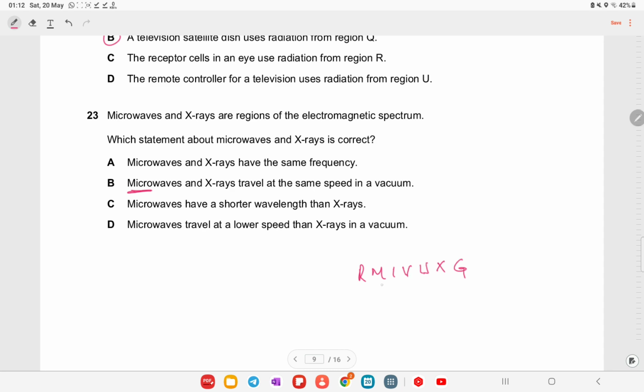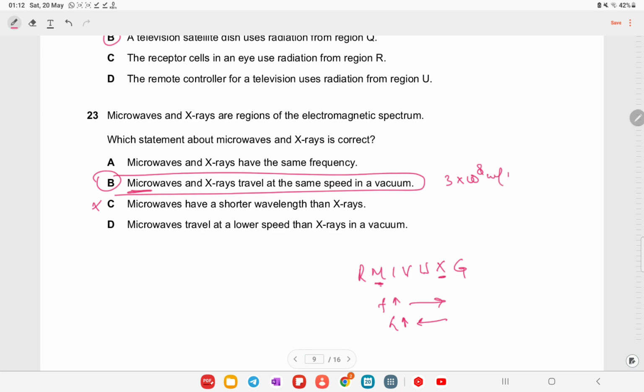So microwaves have a shorter wavelength than X-rays. No, this is the other way around. So frequency increases this way and the wavelength lambda decreases, it increases this way. Over there the wavelength is longer, so this is also wrong. Microwaves travel at a lower speed than this? So option B is your right answer, because both travel with the speed of light in a vacuum. So this is going to be like this.